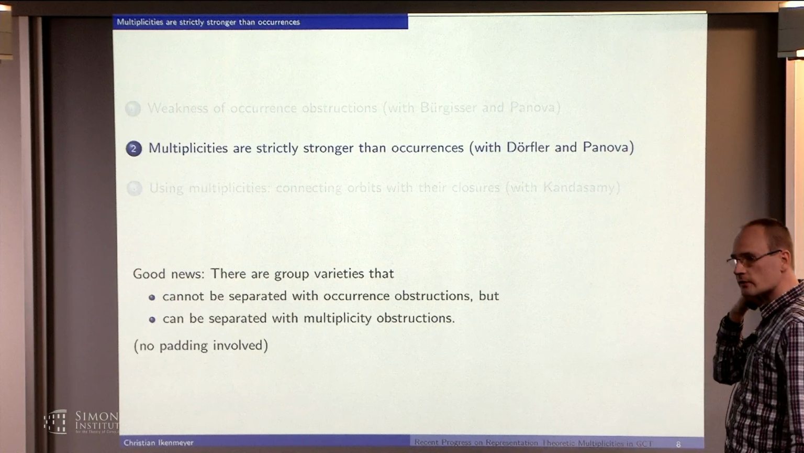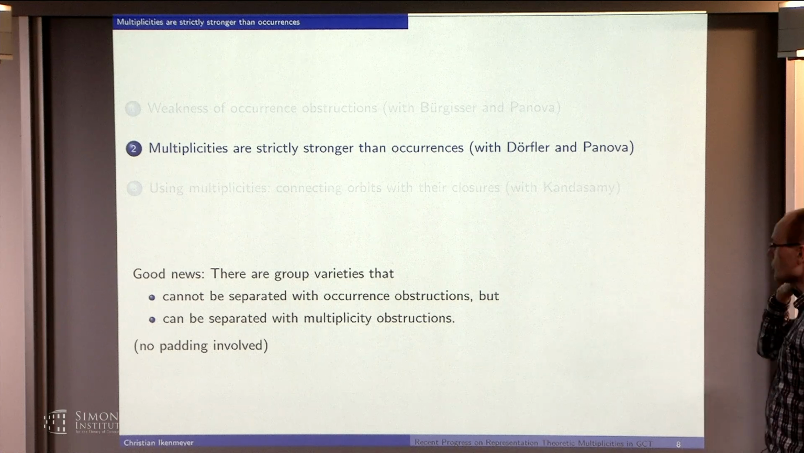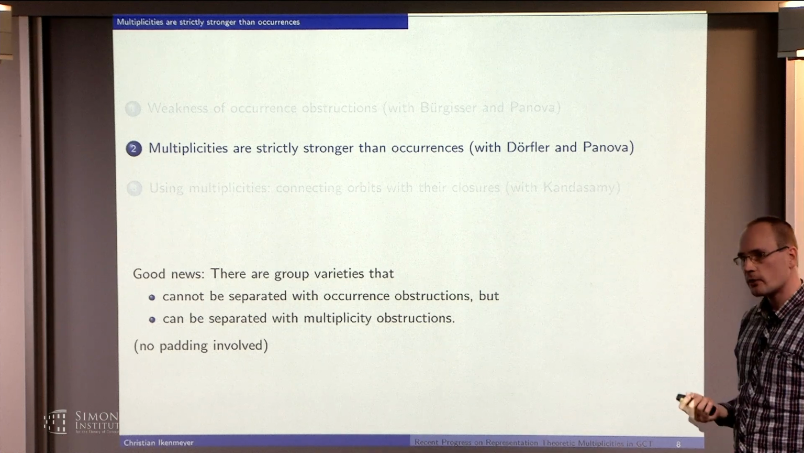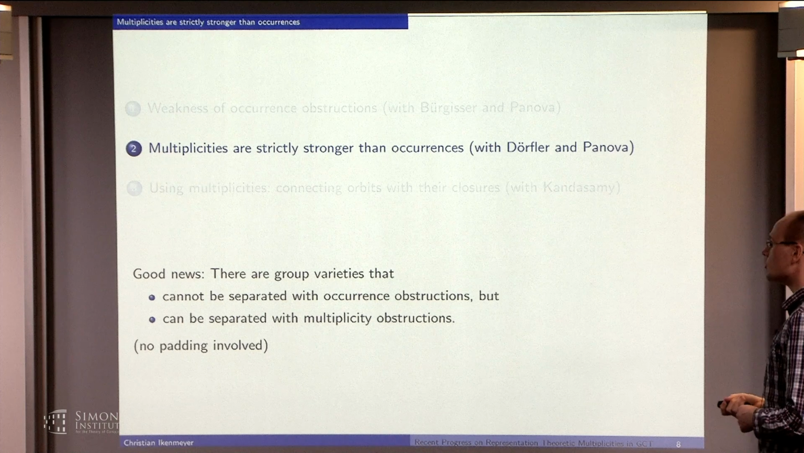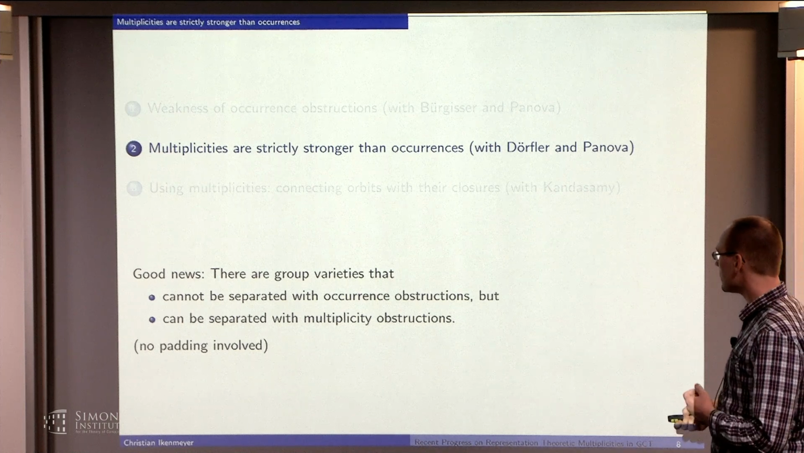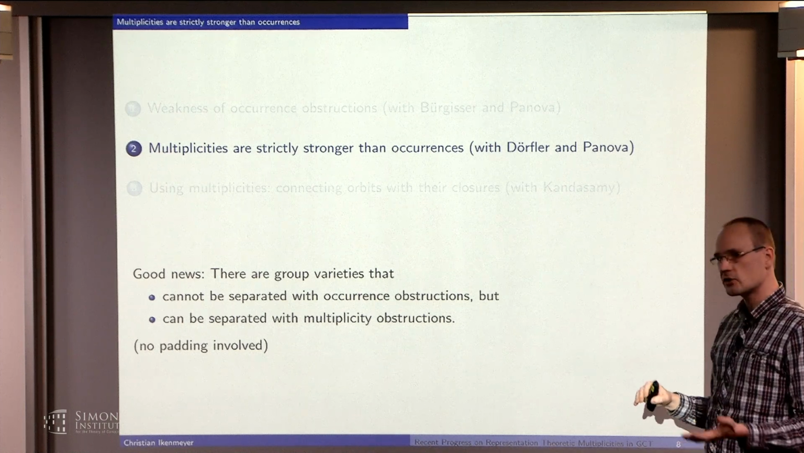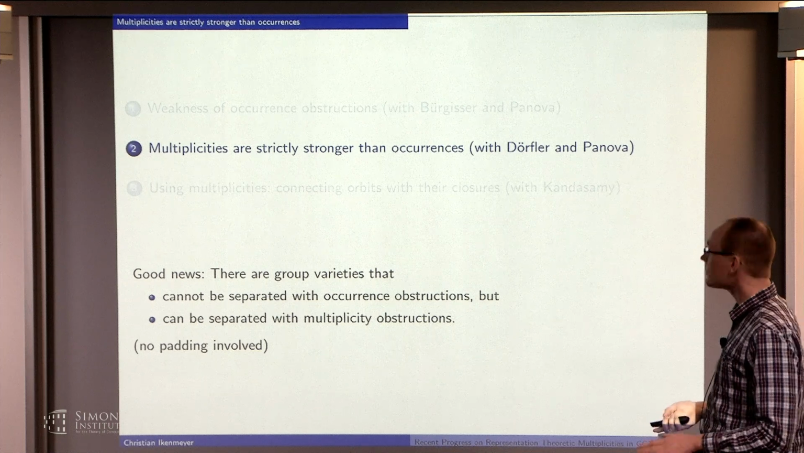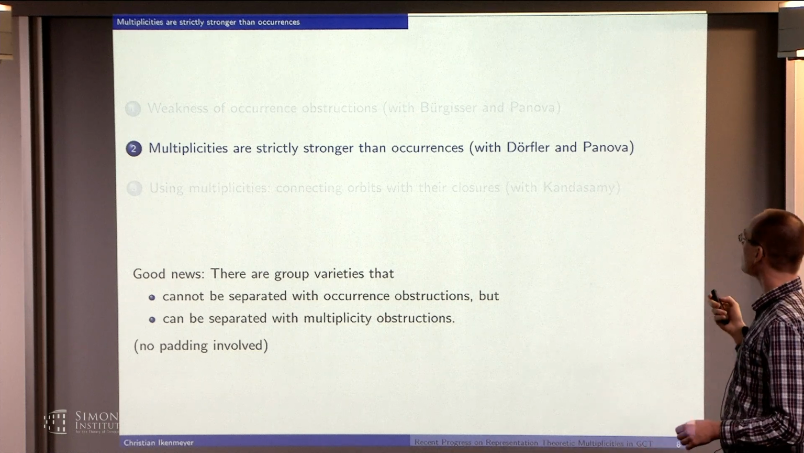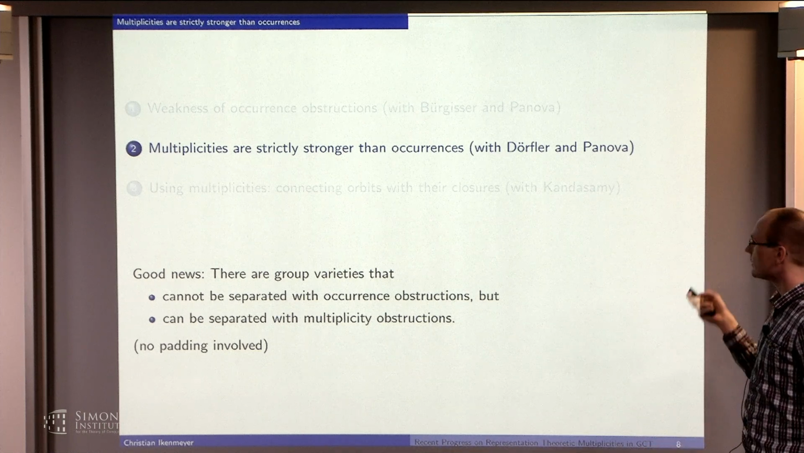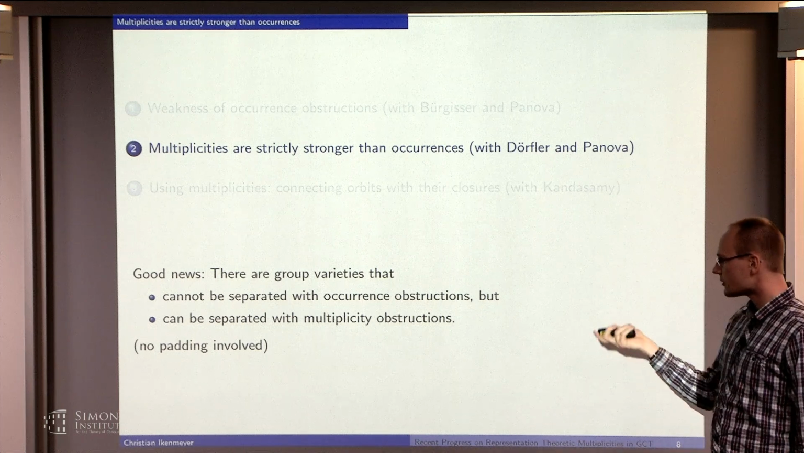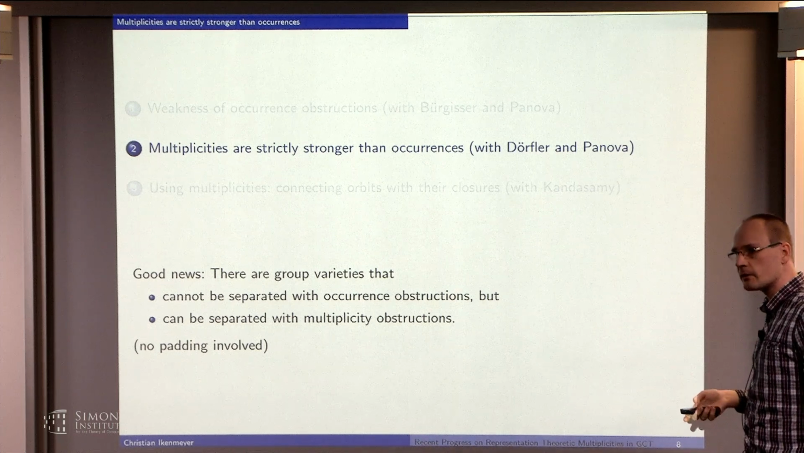And I want to tell you something about a good news, that there are actually group varieties you can cook up that cannot be separated with occurrence obstructions, but you can actually separate them with multiplicity obstructions, right? This is joint work with my student Julian Dörfler and Greta Panova. And this is also a setting without any padding, but it's a toy setting.